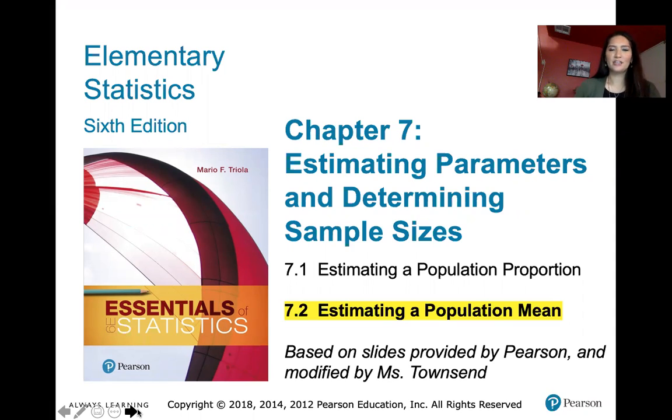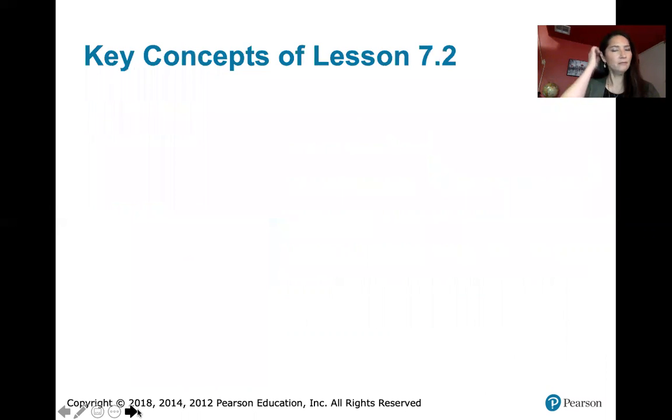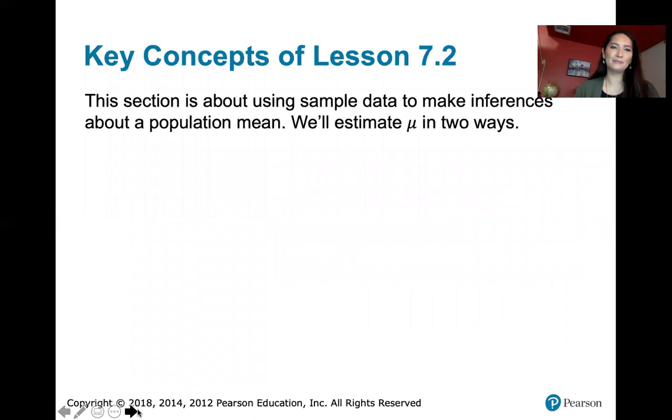So we are choosing to study two of the sections in this textbook. In 7.1, we learned how to estimate that population proportion with both a point estimate and a confidence interval. In 7.2, we're going to do pretty much the same thing, but now we're going to focus on estimating that population mean. So here are our key concepts.